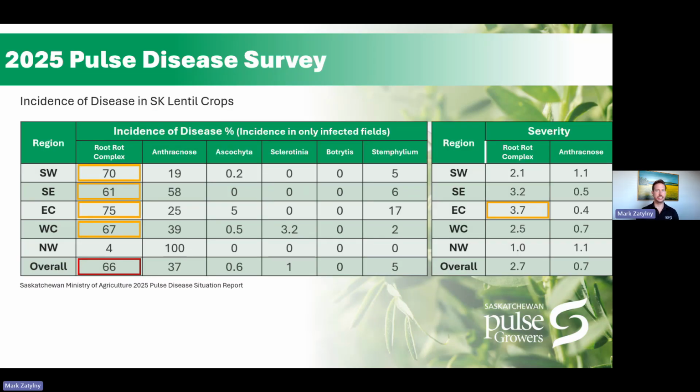Looking at how many of the plants were showing disease in those fields, so the incidence, we saw high incidence of root rot everywhere except the Northwest, with over half the plants in all other regions showing signs of infection. 66% of plants had root rot. For severity of disease, root rots were the worst in the East Central. You can see there with the 3.7.